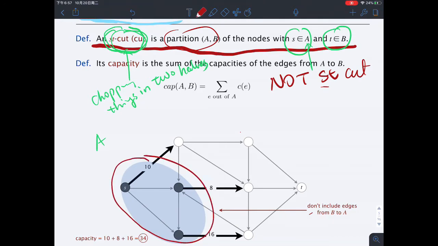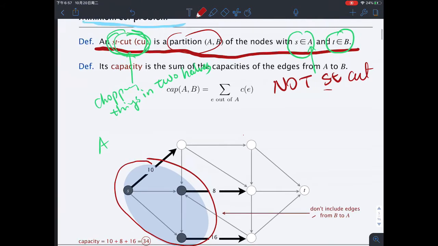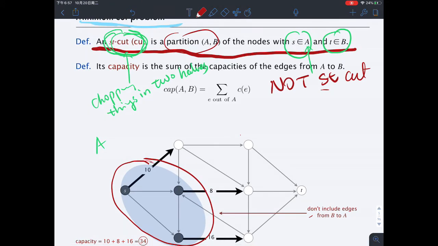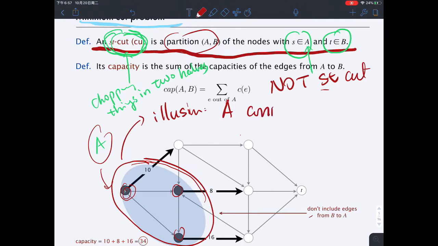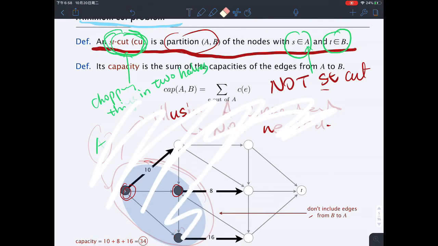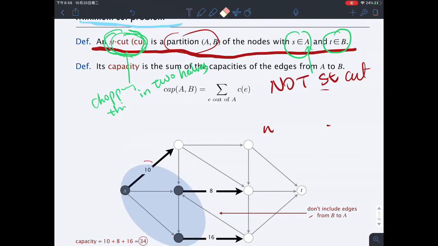Another thing you need to pay attention to is that even this picture is a bit misleading. It gives you an example where, when you chop things into two halves, the component containing S is physically together. So it gives you an illusion that whenever you chop things, you have to make the subgraph containing S connected. This is an illusion. A has to be connected? This is actually not needed.